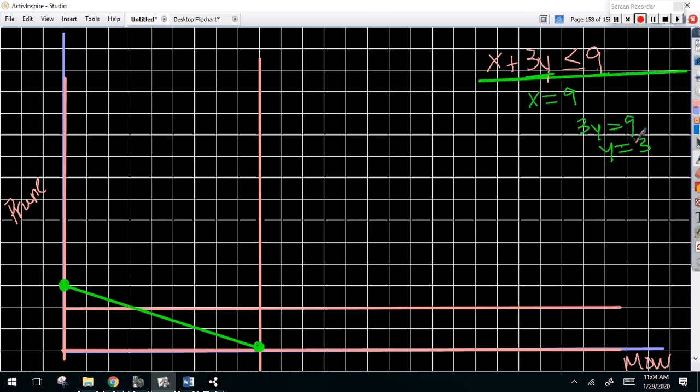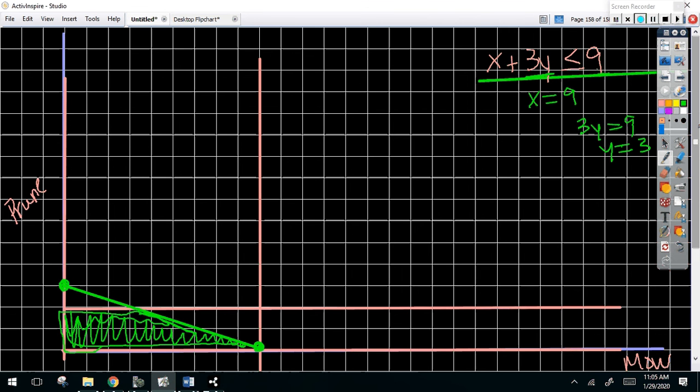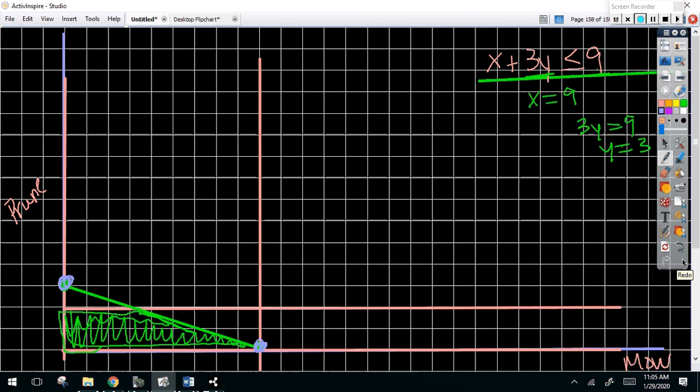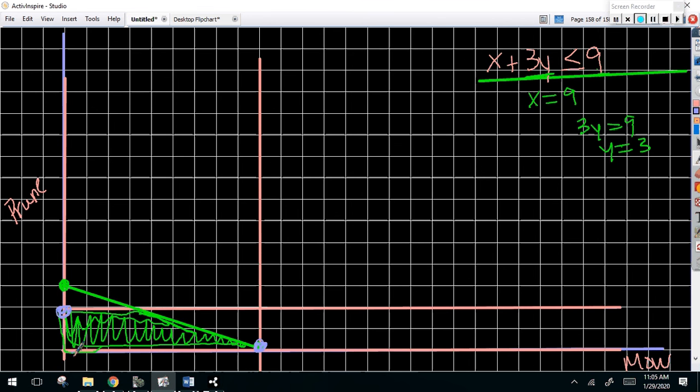All right, that one is shaded below, which means my feasible region is this funny little shape right here. All right, how many vertices do you see? Easy vertex. Easy vertex. Oh, no, that's not a vertex. I'm sorry. Easy vertex. Easy vertex. This is the only vertex that's kind of difficult.